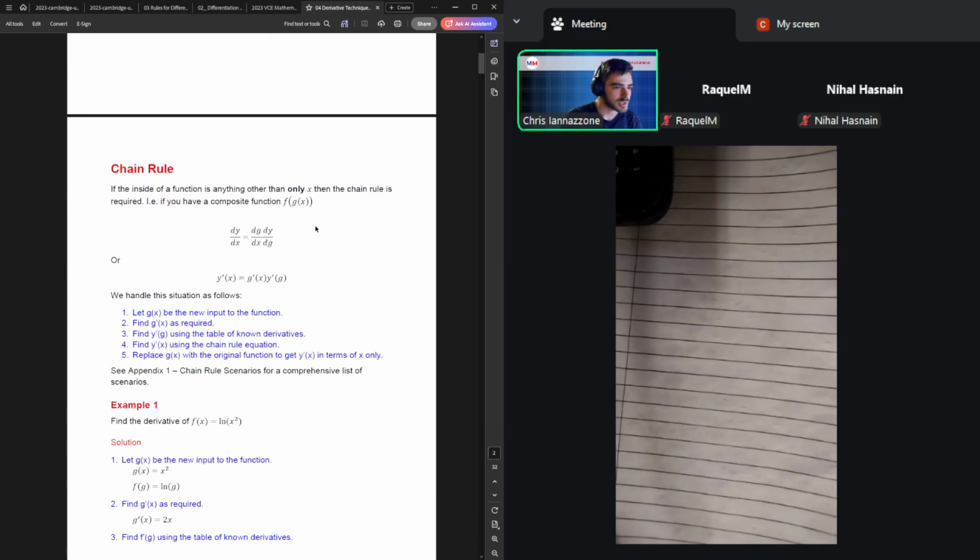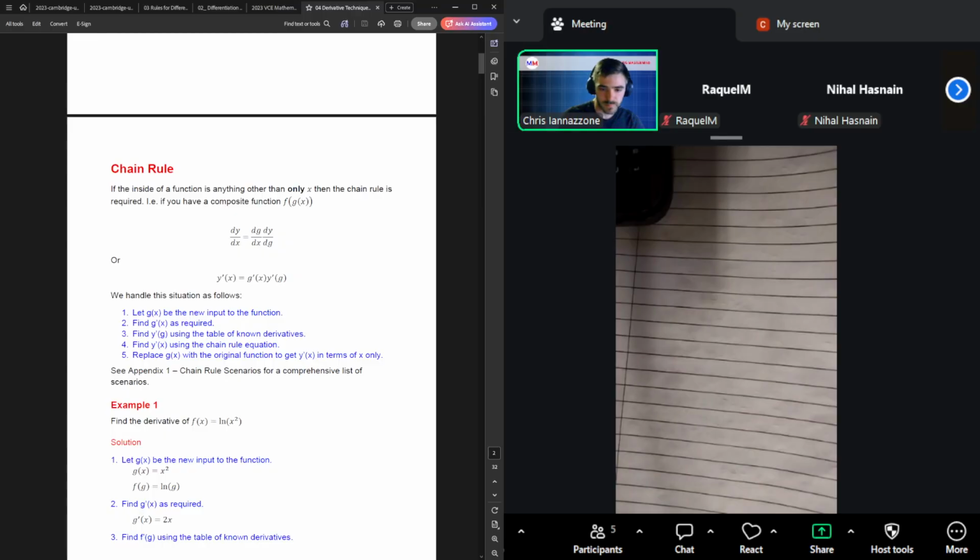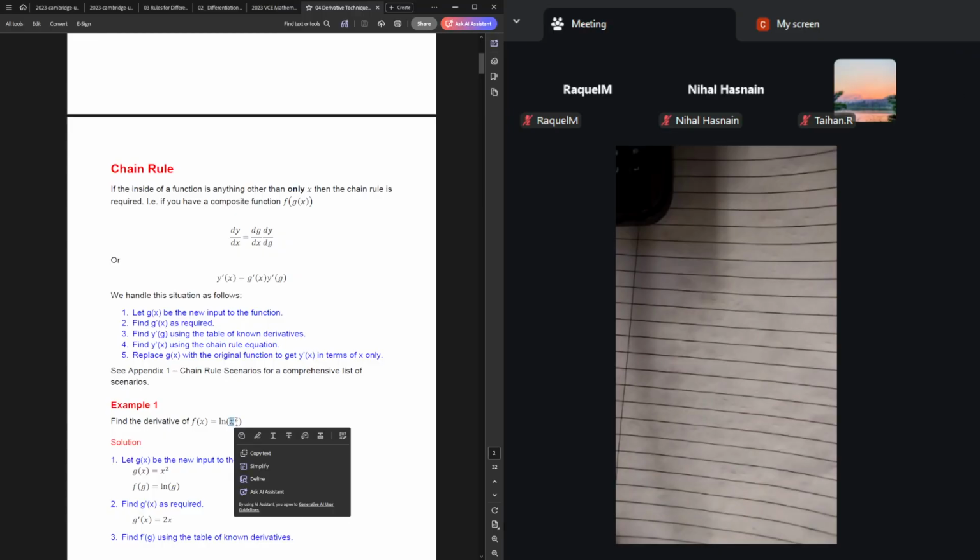We now have to use the chain rule. So in other words, whenever you have a composite function, right? Some function inside of another function. This is no longer just x, it is x squared. Same thing could be said for if it was 2x in here.